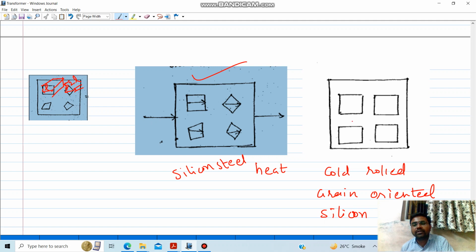In that particular material, all the silicon crystals are oriented in one direction, so that the magnetic flux has to pass through this length only, and that's why reluctance S, which is equal to length upon area times permeability, will actually reduce.